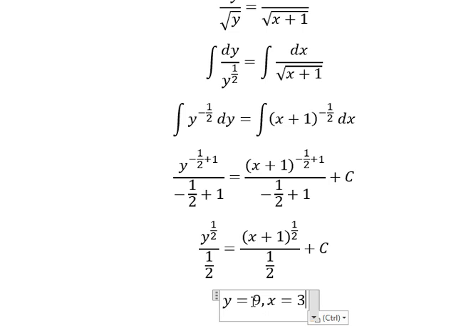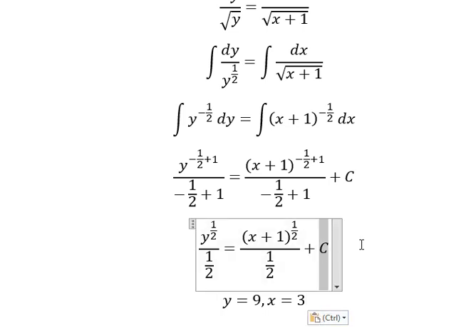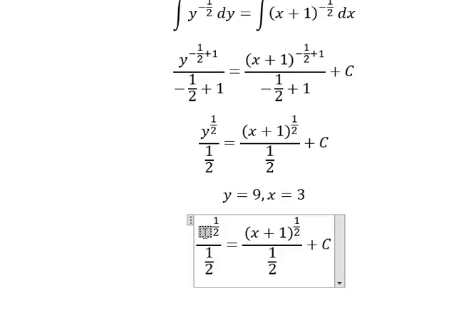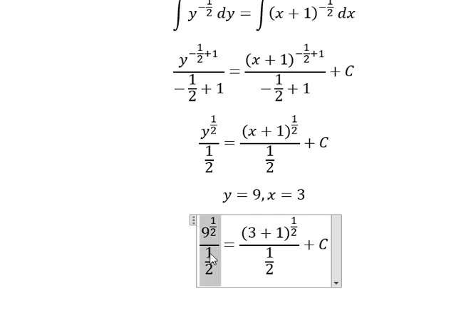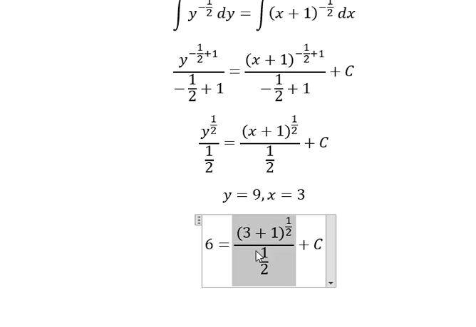So we put number 9 and number 3 in here to find the value of C. So this one we calculate and we have number 6. This one we calculate and we have number 4.